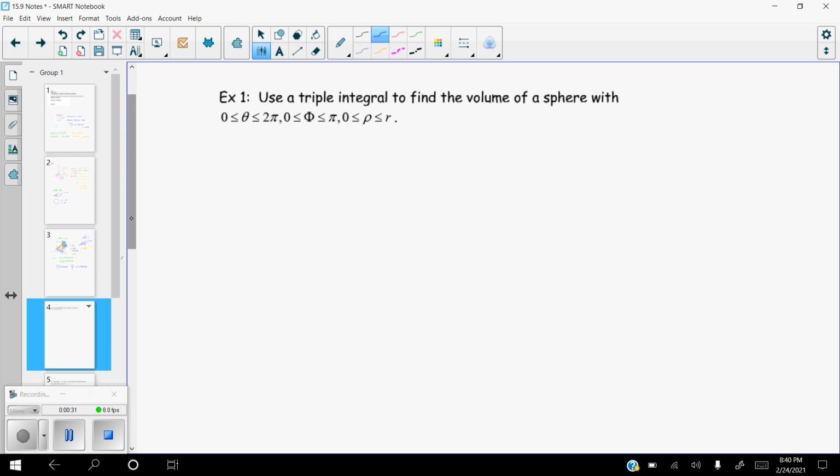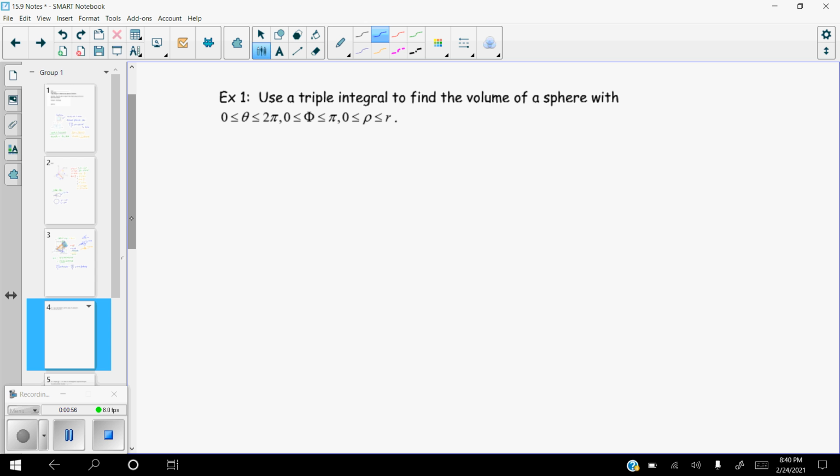But all right, so let's go ahead and do some examples. Now that we know our conversion factor to get the spherical, we can go ahead and do some triple integrals. So first one's pretty straightforward. Use a triple integral to find the volume of a sphere with theta ranging from 0 to 2 pi, phi going from 0 to pi, and rho going from 0 to r.